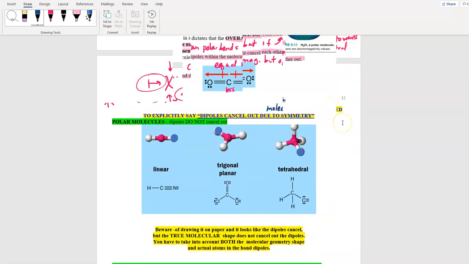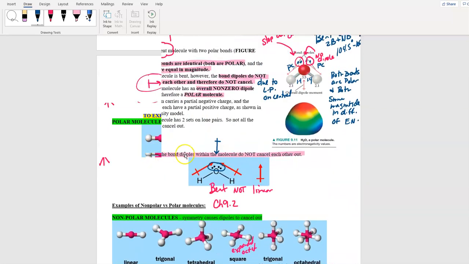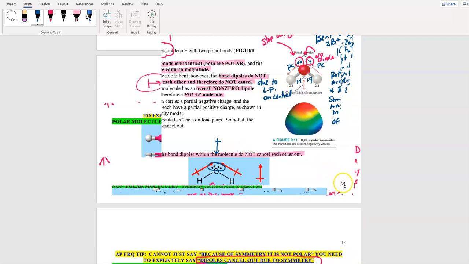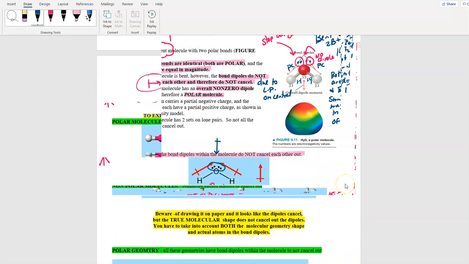AP tip, okay? You cannot just say because of symmetry it is nonpolar. You need to explicitly say the dipole moments cancel due to symmetry. So there you go, even AP is telling you what to say. Whether you say all bond dipoles within the molecule cancel, or don't cancel, it's the same thing. But a lot of times they want you to use geometry, as in the shape names, to figure it out. So right there is another key instance of what AP is trying to tell you to do.